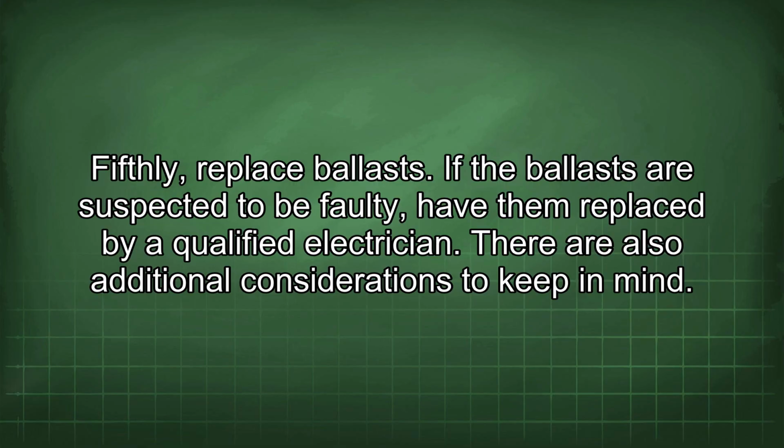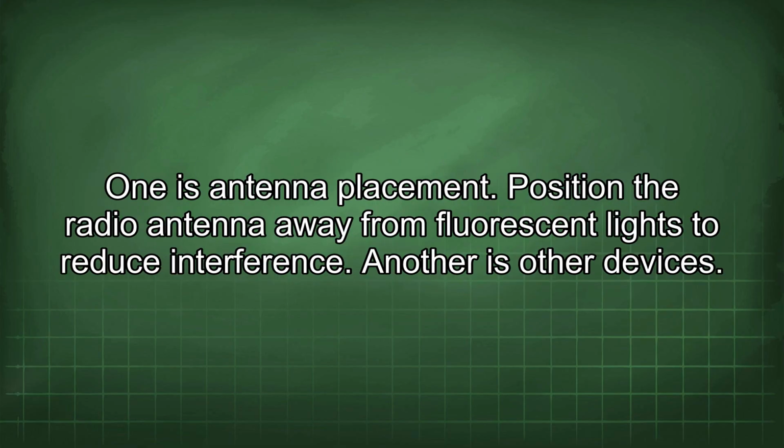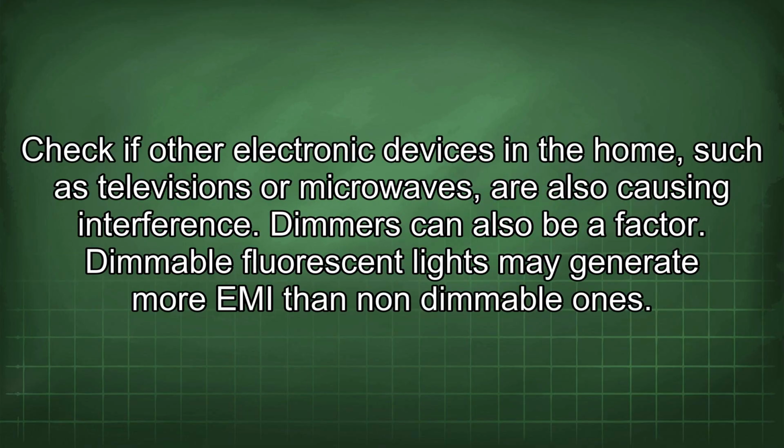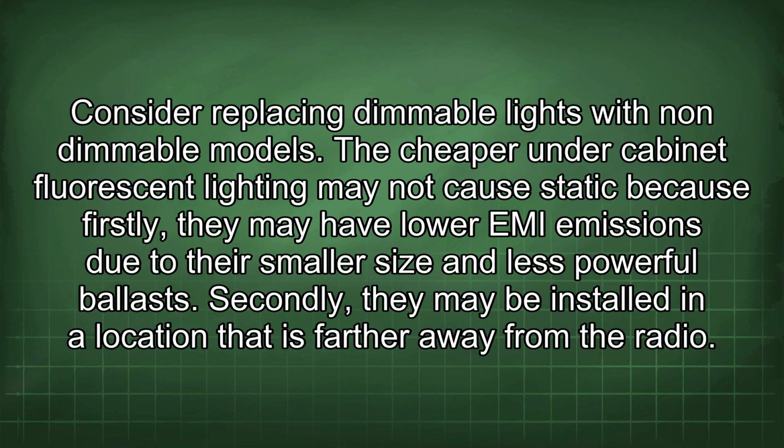There are also additional considerations to keep in mind. One is antenna placement. Position the radio antenna away from fluorescent lights to reduce interference. Another is other devices. Check if other electronic devices in the home, such as televisions or microwaves, are also causing interference. Dimmers can also be a factor. Dimmable fluorescent lights may generate more EMI than non-dimmable ones.